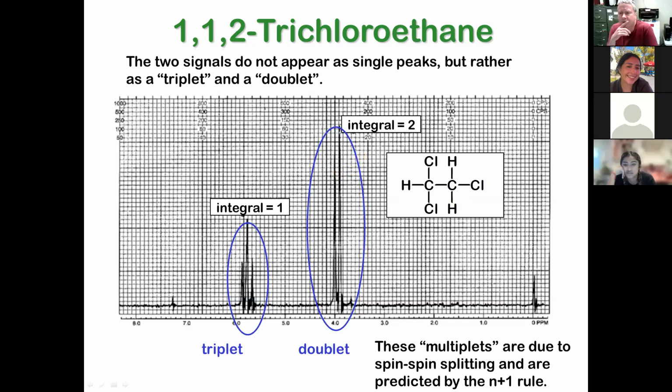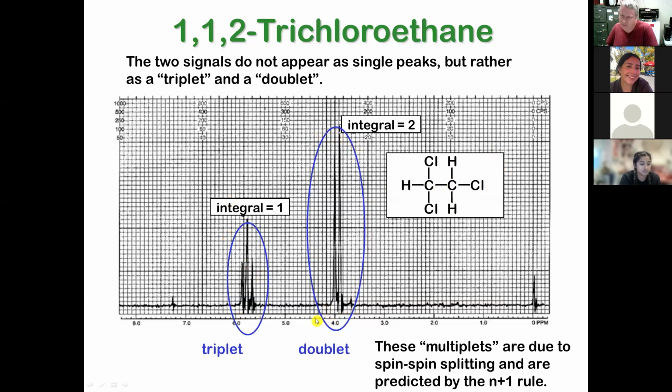Sorry, can you repeat that again? Yeah. In a nutshell, the way you predict the splitting, like there's a triplet here, and this is the CH, is the number of neighbors plus 1. The CH has how many neighbors? It has 2 neighbors. 2 plus 1 is 3, which is a triplet. On the other one, the CH2, we know it's a CH2 from the integration and the chemical shift, it has 1 neighbor. So 1 plus 1 is 2, thus it's a doublet.